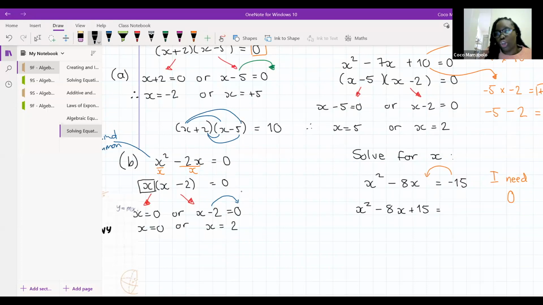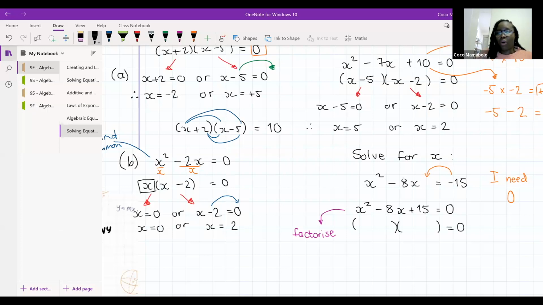0. Good. Now that I have 0, what's my next step? Now you must factorize, I think. Yes, absolutely, we need to factorize. But what kind of factorization are we doing here? What kind of expression is this? It's a trinomial. Good. So every time we see a trinomial, what do we need to do? Open the brackets. That's it, open the brackets, excellent. Open the brackets is equal to 0.